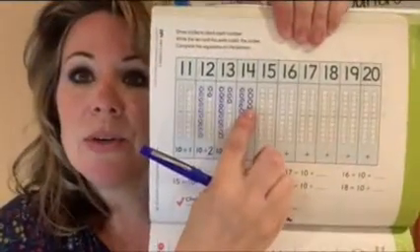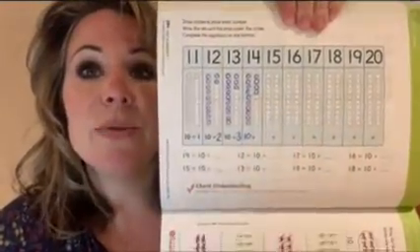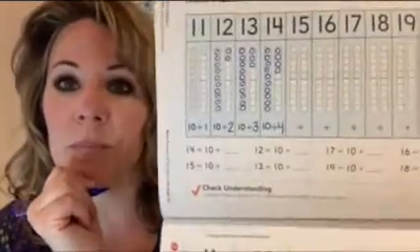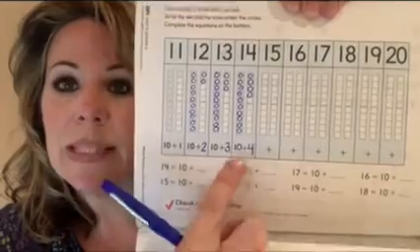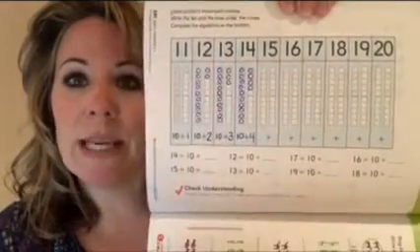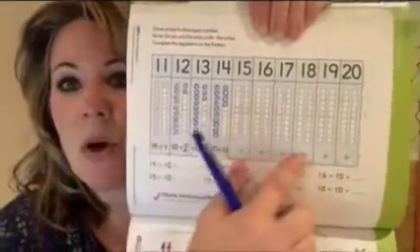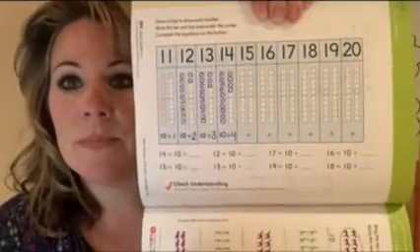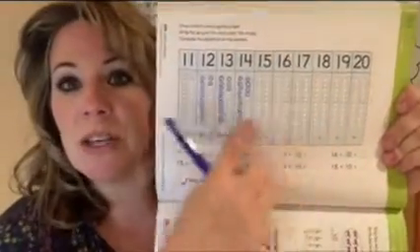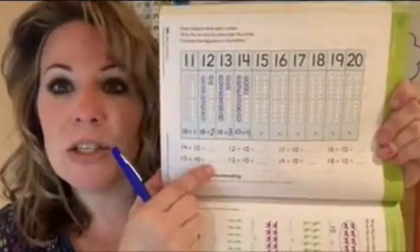And how many circles did I draw? I drew 4. So I write 4 down below. Okay? So 10 plus 4 equals 14. Now I want you to keep going all the way across. And when you come down here, I want you to use this information to fill in the equations below.